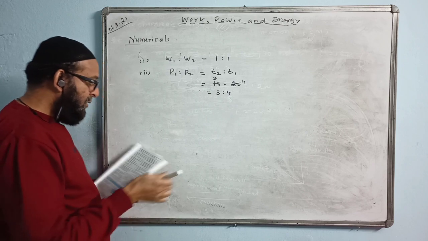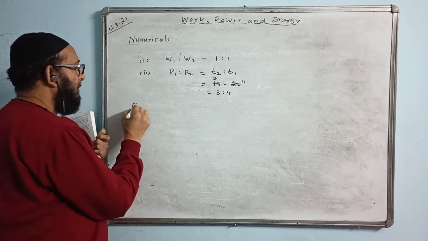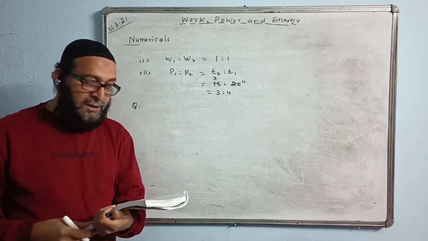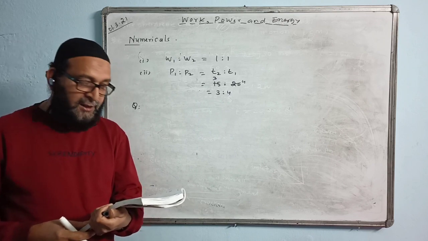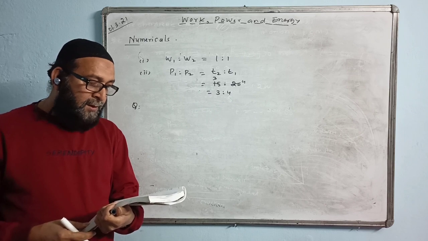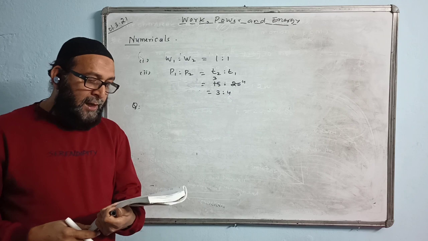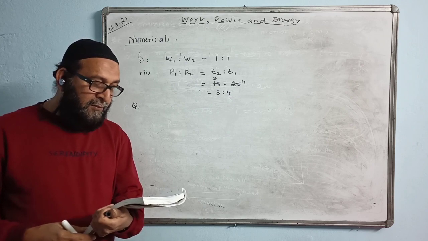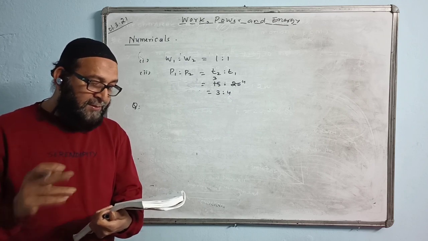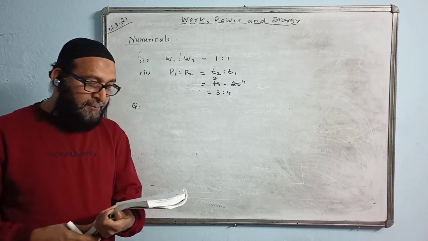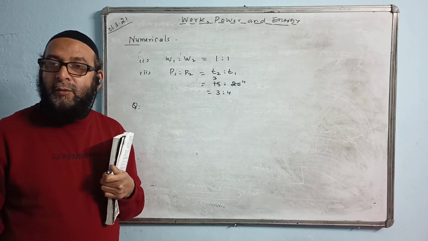Okay, now next question is over here. It says a boy of weight 40 kg climbs up the 15 steps, each 15 centimeter high in 10 seconds, and a girl of weight 20 kg does the same in 5 seconds. Compare the work done, and number two, the power developed by them. How to do?